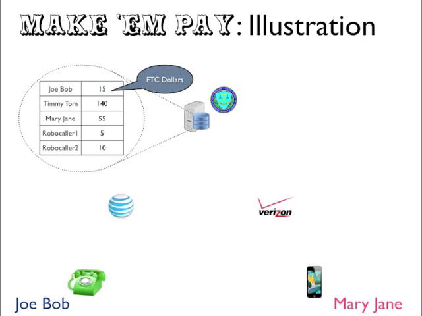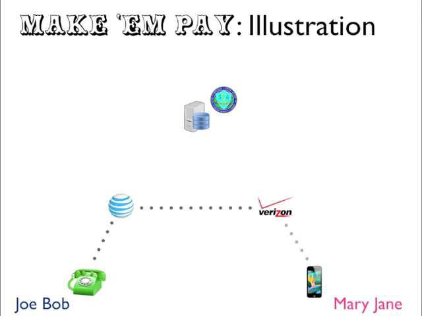Now let's say Joe Bob wants to make a phone call to Mary Jane. Before connecting Joe Bob's call, Mary Jane's service provider first checks with the FTC server to see if Joe Bob's account has sufficient budget. The FTC server finds that Joe Bob's account does indeed have adequate budget and replies back to the service provider. At this point, the service provider goes ahead and connects Joe Bob's call to Mary Jane.